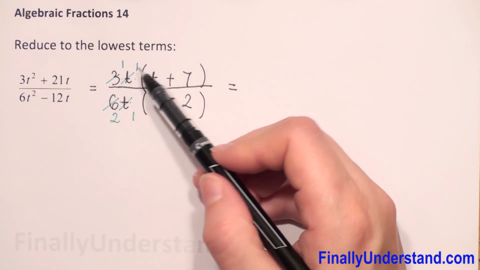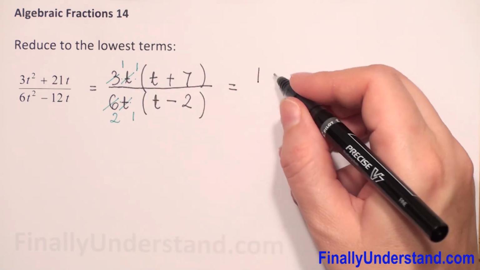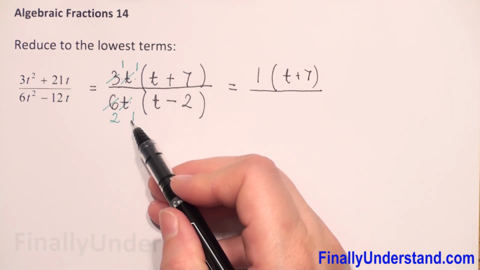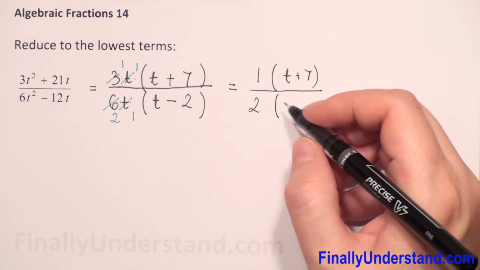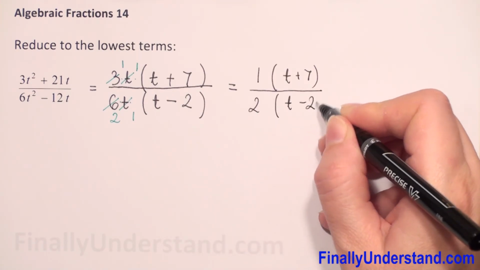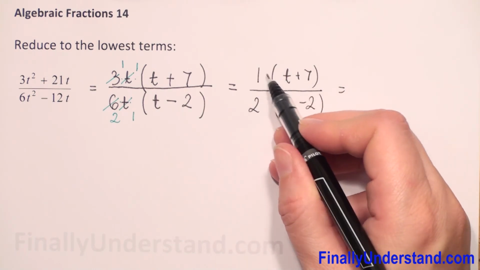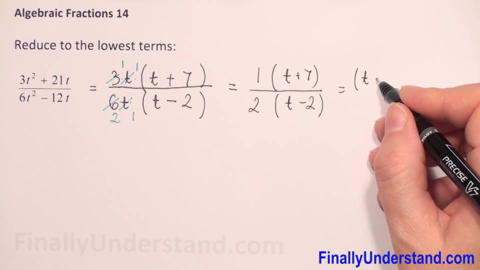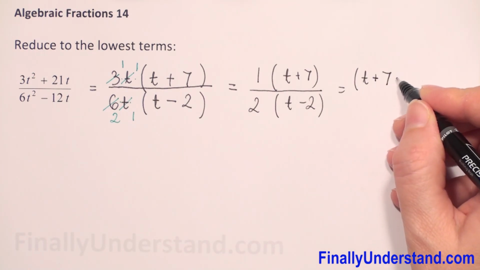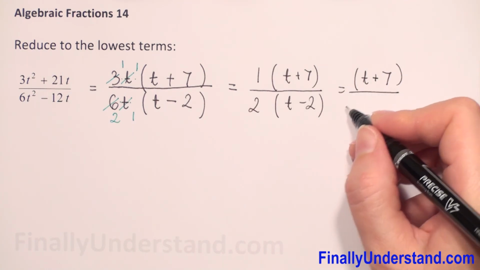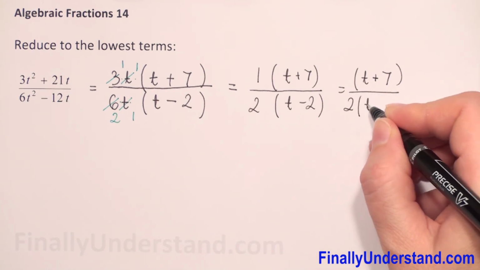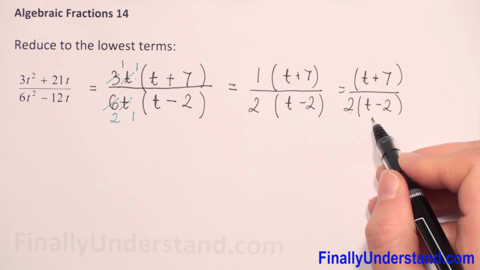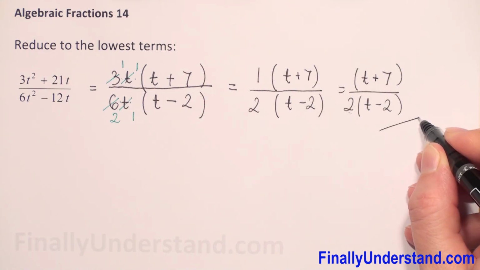And now what we have, 1 times 1 is 1, and whatever we have in parentheses we have to copy. And we have 2 times 1 is 2. And in parentheses we have t minus 2. When we multiply this whole expression by 1, it will not change anything, so we copy the parentheses t plus 7 over the denominator, where we have to copy 2 times t minus 2. If you need, you can do the multiplication in the denominator. So this is my solution.